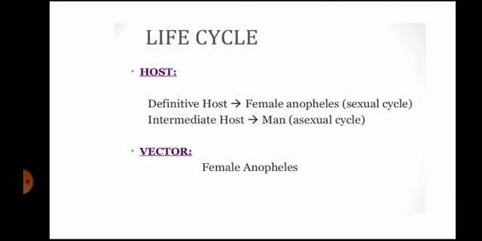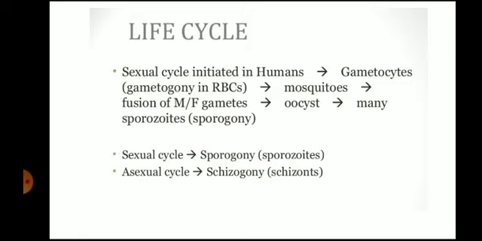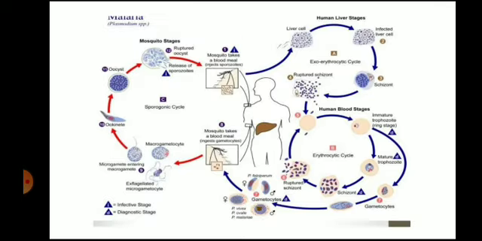Life cycle host. Definitive host is the female Anopheles. Intermediate host is man. Vector is the female Anopheles. The asexual cycle is initiated in humans, then these are converted into gametocytes which are present in RBCs, and then they are transferred into the mosquitoes, and fusion of male and female gametes occurs, then an oocyst is formed and many sporozoites are formed by sporogony. The sexual cycle is sporogony, where sporozoites are formed. In the asexual cycle, schizogony occurs, that is, schizonts are formed. This is the life cycle of the plasmodium.